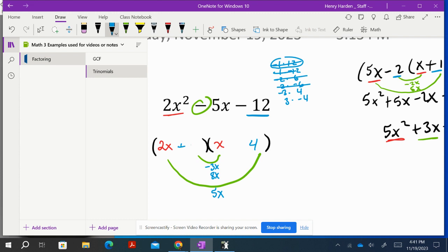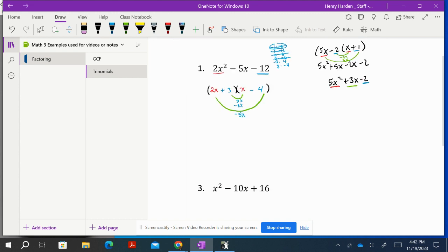So it's going to be positive 3 and negative 4. So when I change the signs, I get positive 3 and negative 8, which makes it negative 5. And so that's going to be our combination there. And that's the factor form. All right.